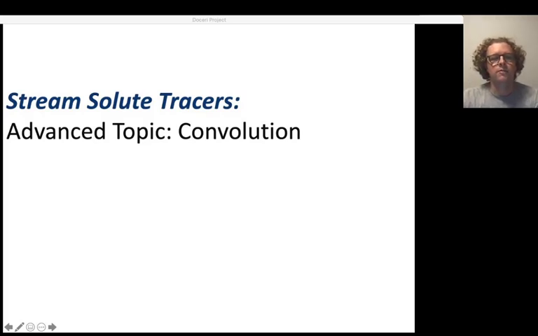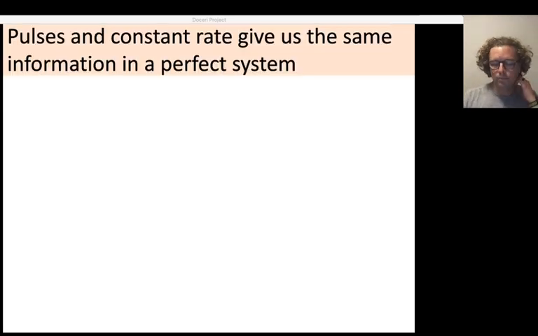Want to talk to you about an advanced topic on how pulse and slug injections are related, convolution and its inverse, the deconvolution. So the big question here perhaps is, why is it that some people are getting the exact same information when they do a pulse injection or a constant rate injection? Well, in a perfect system, we can either combine or take back apart the signal. Let me show you what I mean.